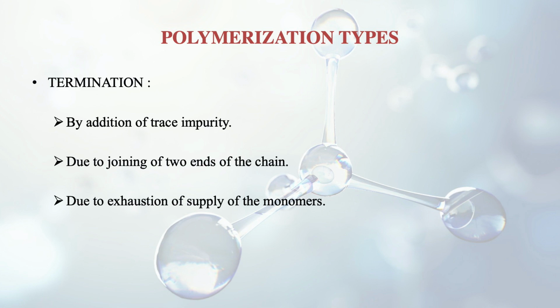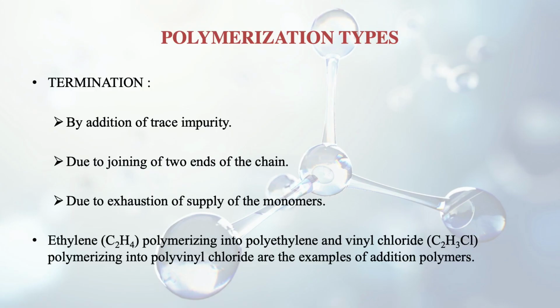The third point in termination is that the supply of monomers is exhausted. Suppose there is the ethylene monomer and we are not getting its supply, then it is obvious that the chain will stop. Ethylene, C2H4, polymerizes into polyethylene, and vinyl chloride, C2H3Cl, polymerizes into polyvinyl chloride. These are some examples of addition polymers. So one process we have discussed, that of addition polymers.